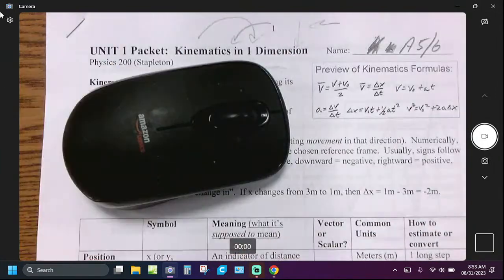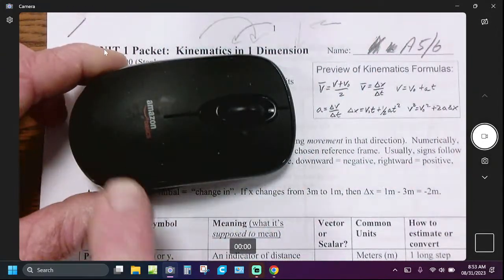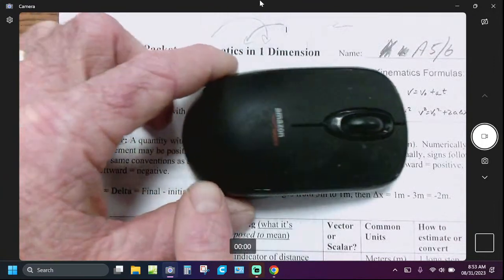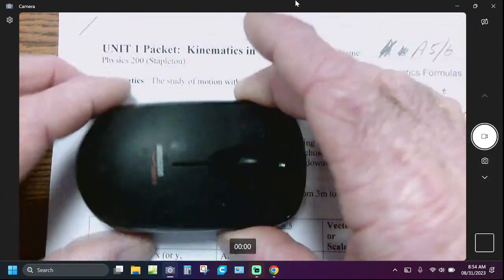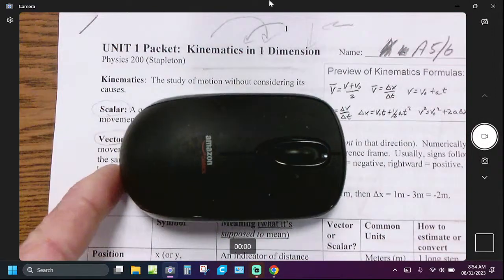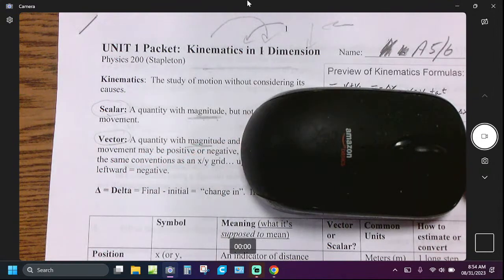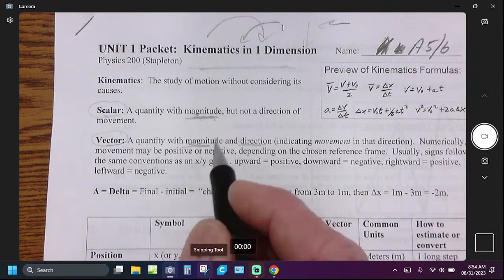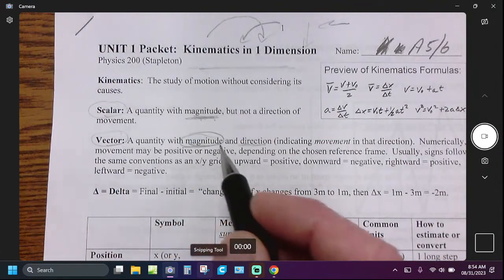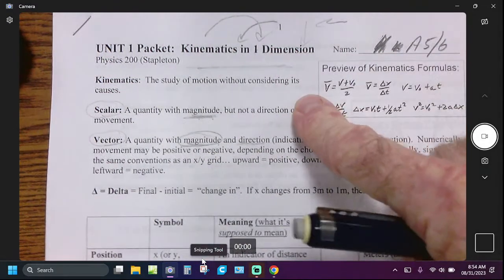Vectors have magnitude and direction. So this mouse is moving along like this. Not only is it moving with a certain speed, but it's moving to the right. To really represent this as a velocity vector, we'd have to say it's half a meter per second rightward, or half a meter per second leftward. The half is the magnitude, which is how fast or how strong.